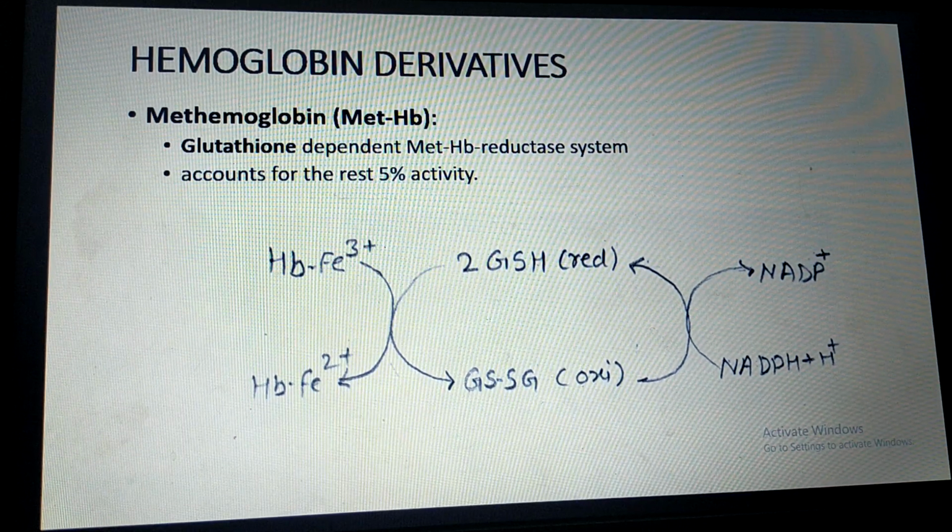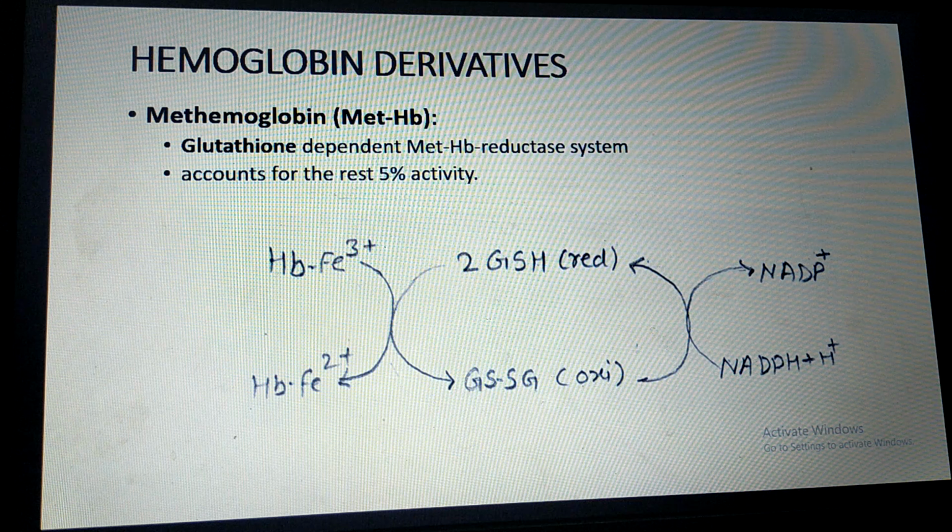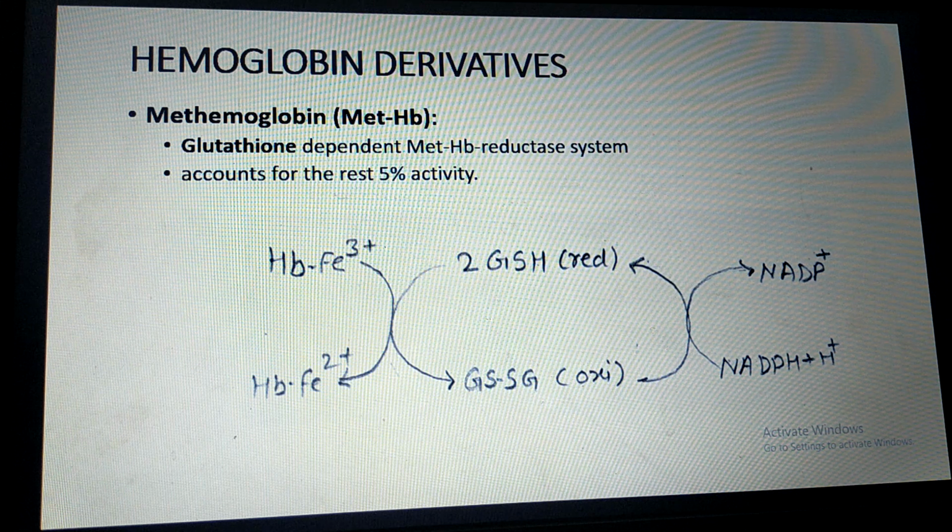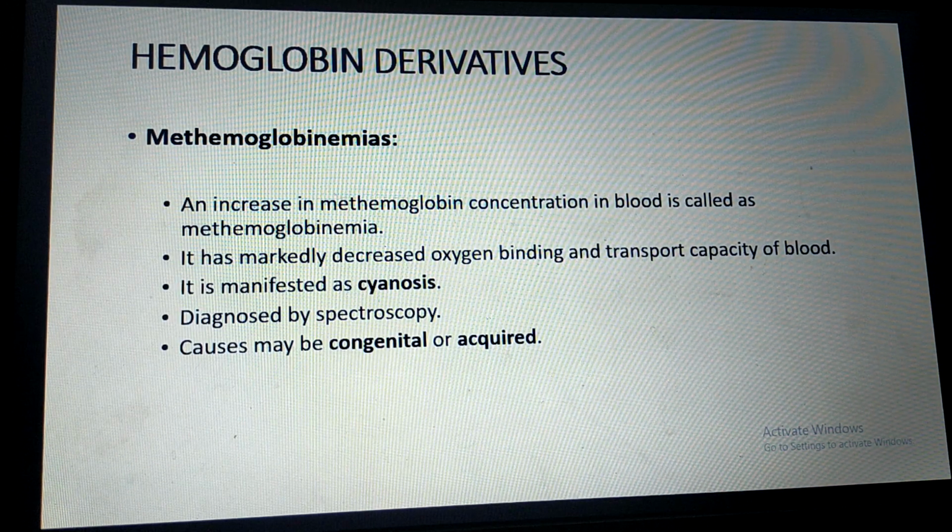If any one of the systems is affected, then conversion of methemoglobin to normal hemoglobin is also affected, and the concentration of methemoglobin in the body increases, leading to a disease called methemoglobinemia. So this is methemoglobinemia, an increase in the methemoglobin concentration in the blood. It is marked by decreased oxygen binding and transport capacity of blood.